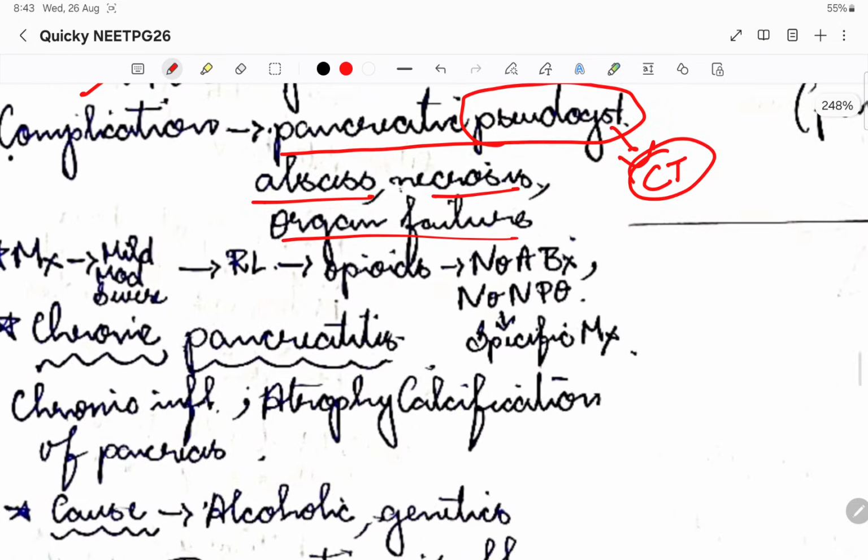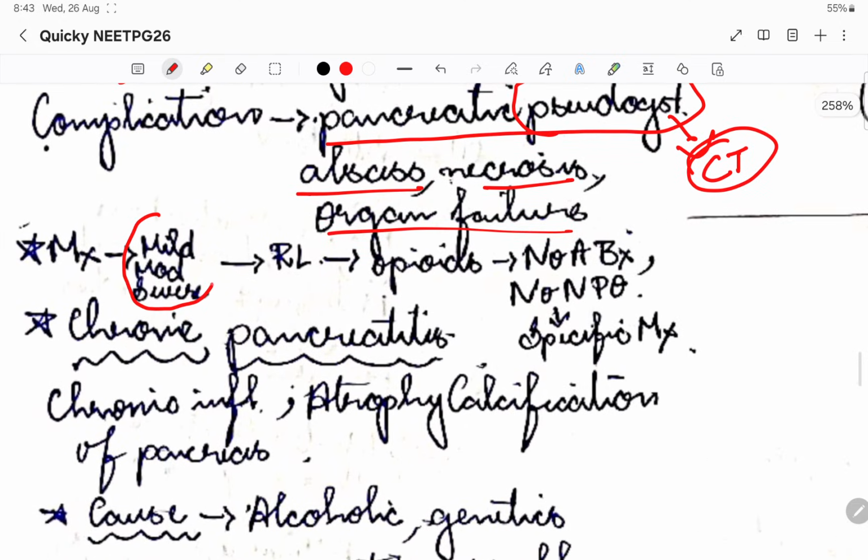How do we manage? We divide it into mild, moderate and severe acute pancreatitis. We'll give fluids, and RL, Ringer lactate, is the fluid of choice. We'll give opioids because it is a severe pain that is happening, so tramadol and all we'll be giving. Tramadol is the analgesic of choice for acute pancreatitis. Then there is no antibiotic to be given because it is not a bacterial infection that is causing the pancreatitis, and there is no NPO. So there will be no NPO.